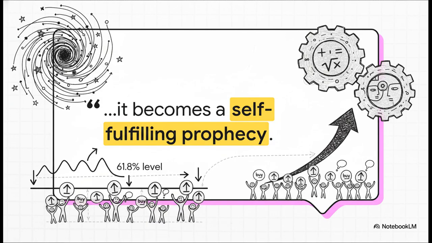But here's the kicker, the real secret. Does the market really care about some cosmic number sequence? Maybe, but here's a much more practical explanation. Thousands upon thousands of traders all over the world are taught to look for these exact same levels. So when a stock drops down to that 61.8% level, what happens? A flood of buy orders comes in from all of them at once, and that buying pressure creates the very bounce they were all expecting. It becomes a self-fulfilling prophecy. It's this incredible mix of pure math and mob psychology.